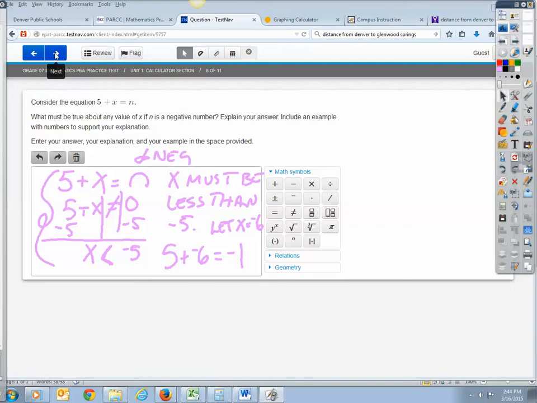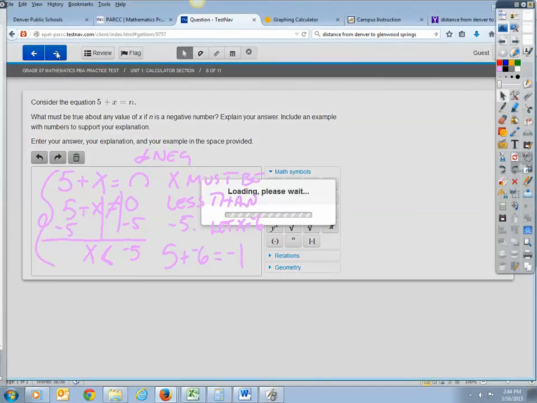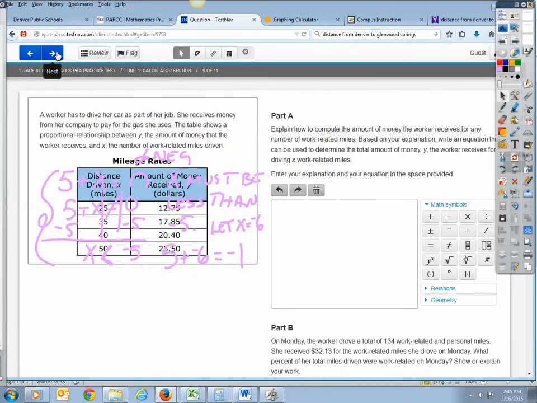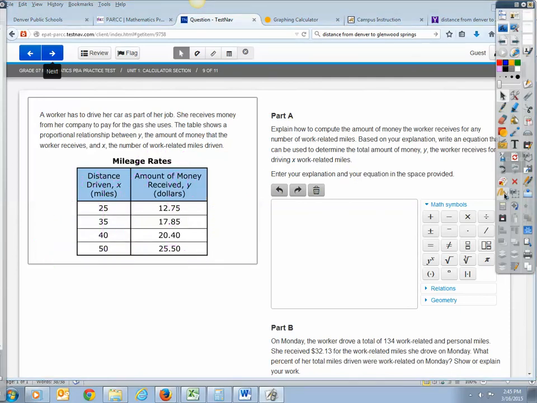Next question, number 9. All right, so number 9 says, a worker has to drive her car as part of her job. She receives money from her company to pay for gas that she uses. The table shows a proportional relationship. When it says proportional, you think linear. Between x and y. The amount, y, the amount of money the worker receives, and x, the number of work-related miles driven.